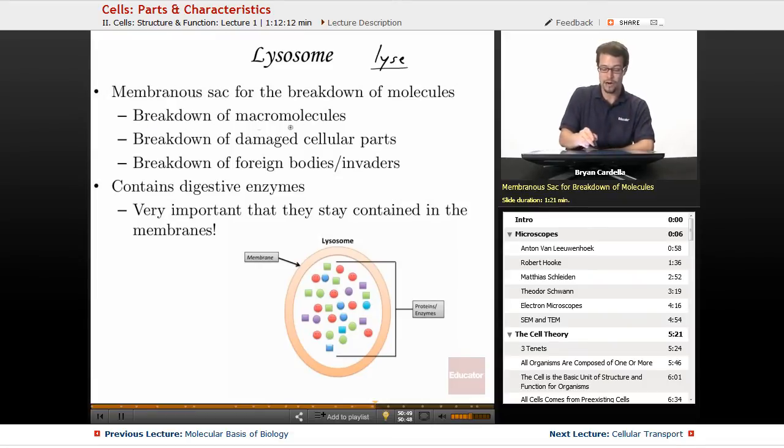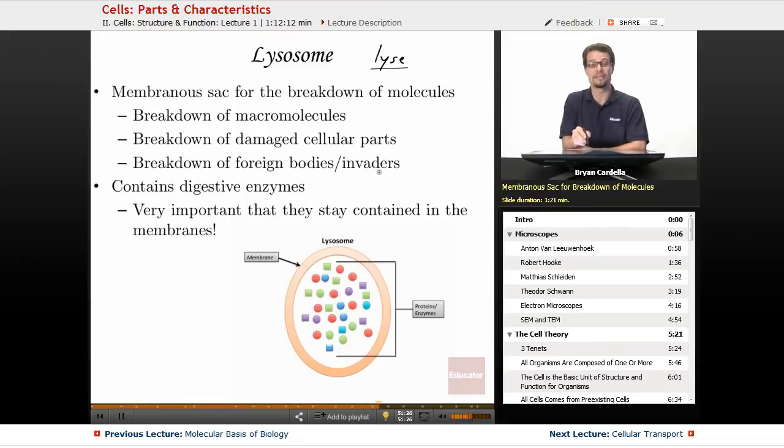Could be the breakdown of macromolecules. Maybe the plant cell or the animal cell has stored a polysaccharide that needs to be broken apart into little bits of sugars to be made into ATP, that energy molecule. So the breakdown of those macromolecules can happen a lot quicker if you have lysosomes doing that. The breakdown of damaged cellular parts: maybe the Golgi apparatus is really beat up and damaged, and a lysosome will go over and sort of eat up its little parts, help break it down, and then those parts could be recycled to rebuild the Golgi apparatus.